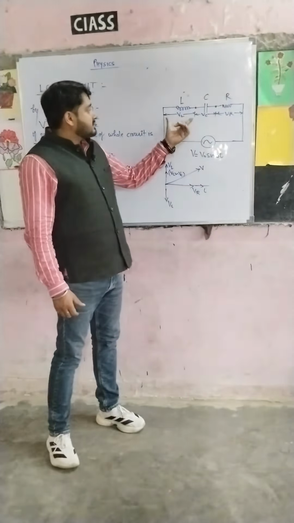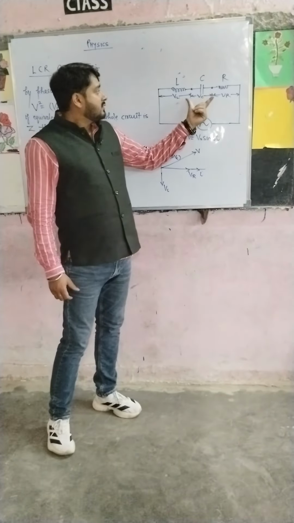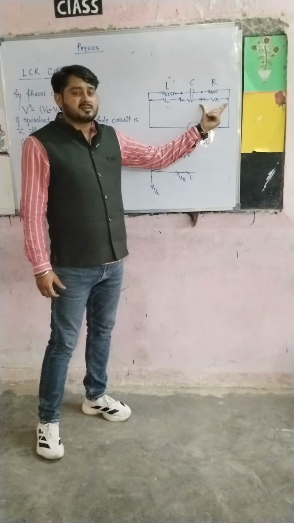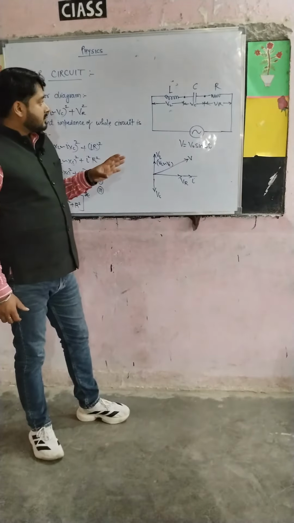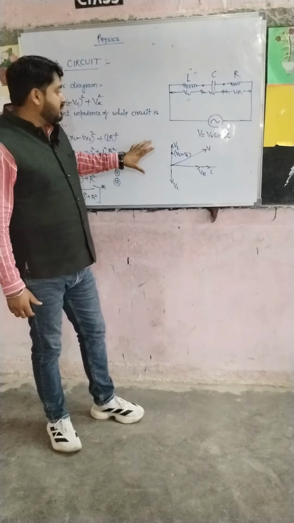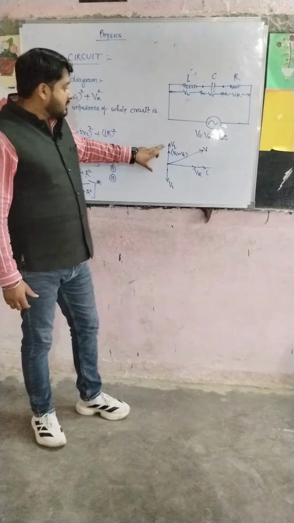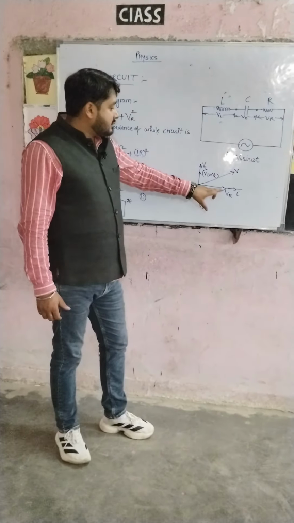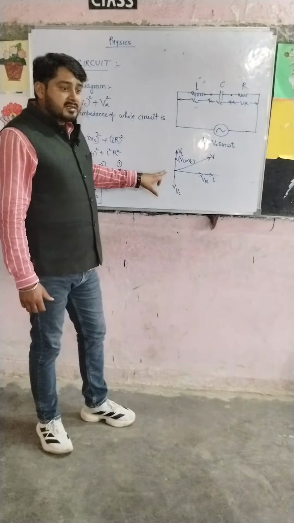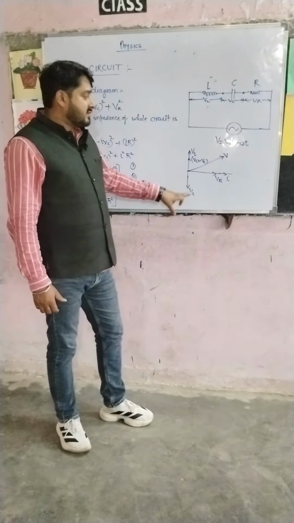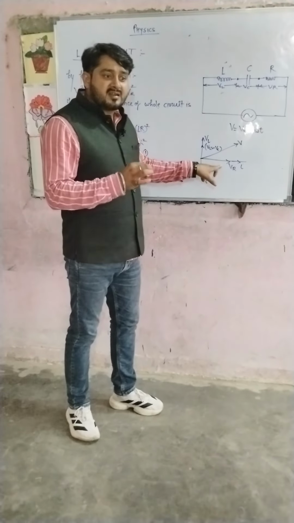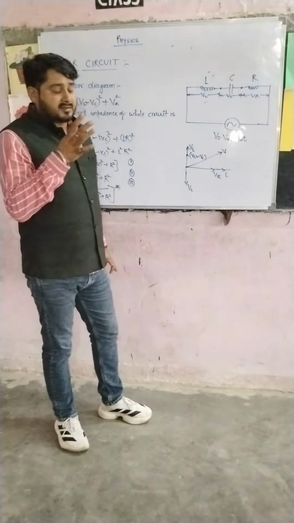Now the voltage across inductance coil is VL, voltage across capacitance is VC, and voltage across resistance is VR. So if we make the phasor diagram of this circuit, this will be VL into 90 degree forward direction from current, VC into 90 degree backward direction from current, and VR is into the same direction as of current.